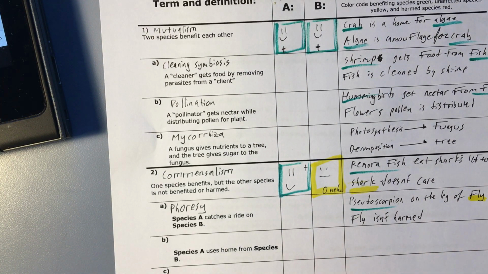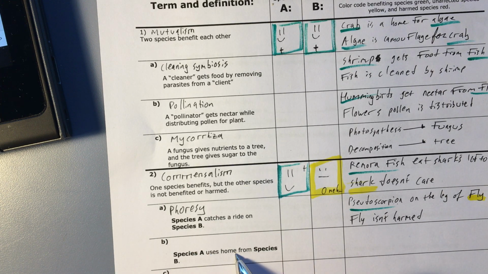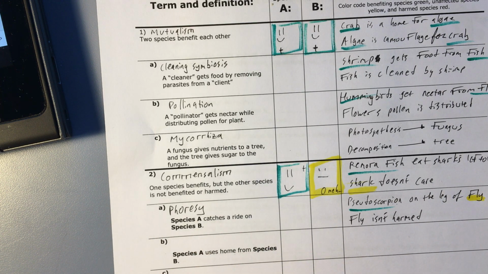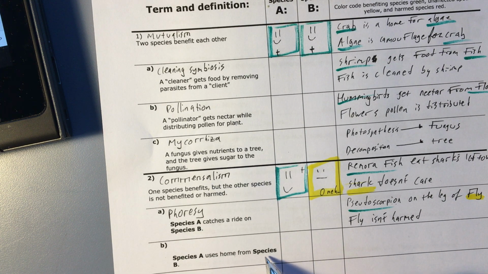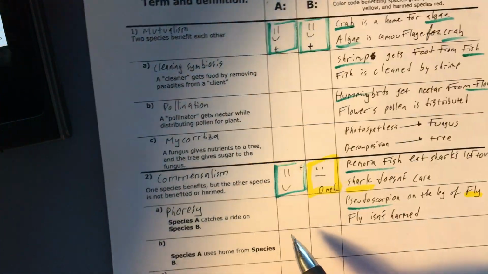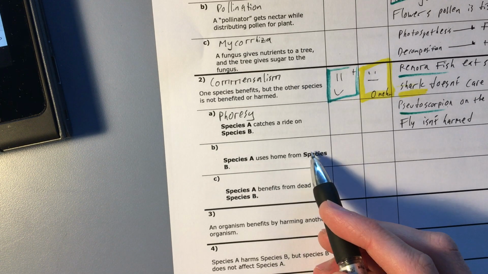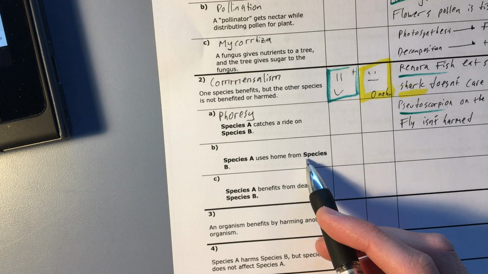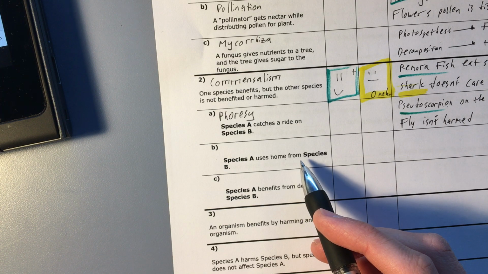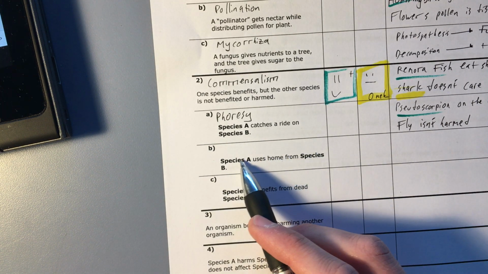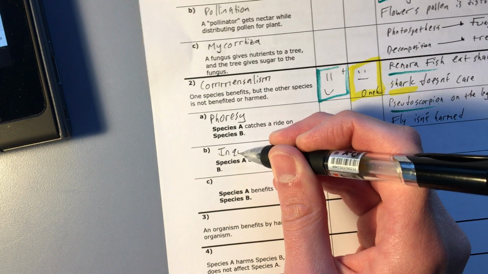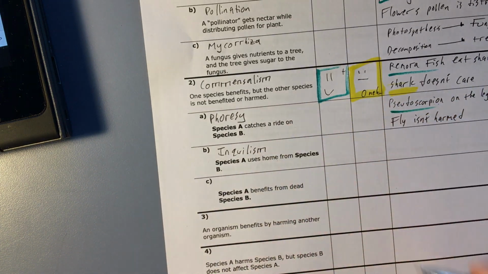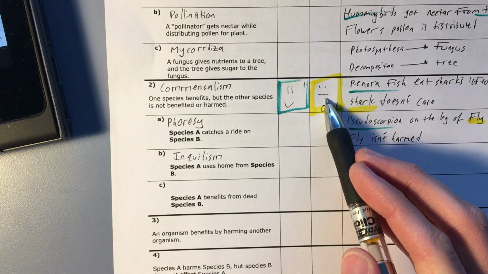Let's look at another example, inquilism. Inquilism is when species A uses a home from species B. Maybe it's using the organism as a home, or maybe it's using a home that species B created. So for instance, let's say a mouse creates a hole in the ground, and then later a snake uses that hole as its home. Then that snake would be species A benefiting from species B, right? And that's called inquilism. So again, one benefits, one doesn't really care.